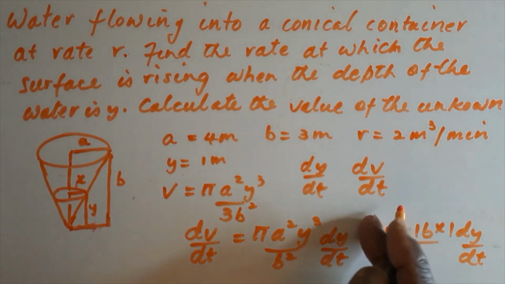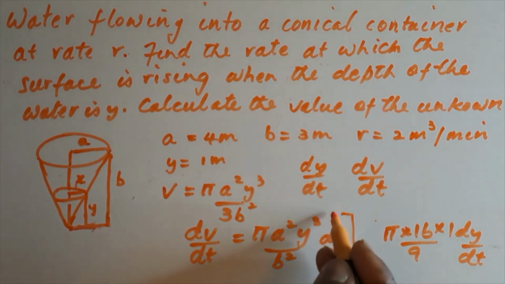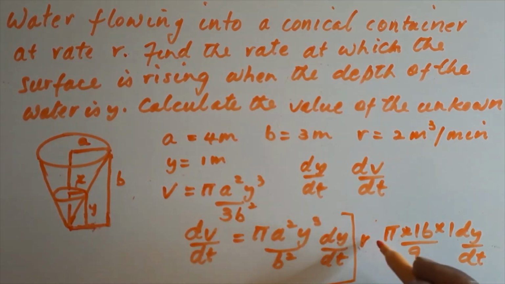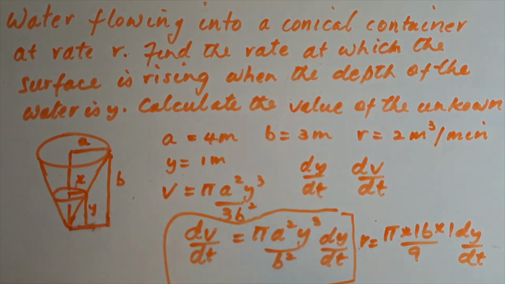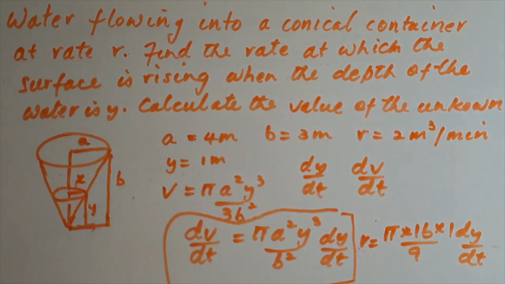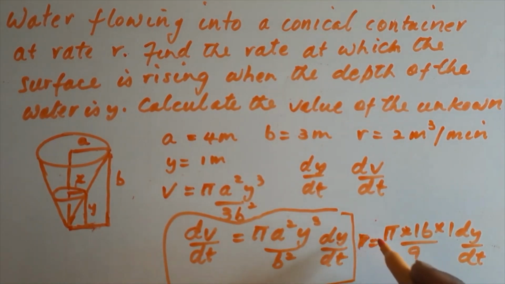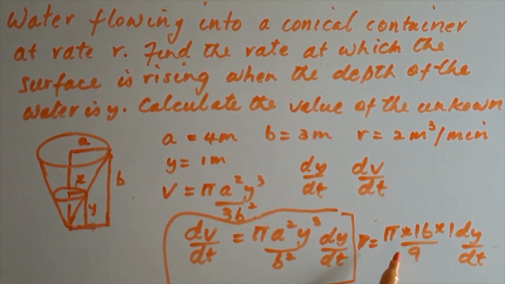Remember r, so this is our formula, so I should have written this here instead. This is what we find as the rate at which the surface is rising when the depth of the water is y. So here we have r in the numerical values. Provided we know what dy/dt is, it's multiplied by pi times 16 times 1 over 9.